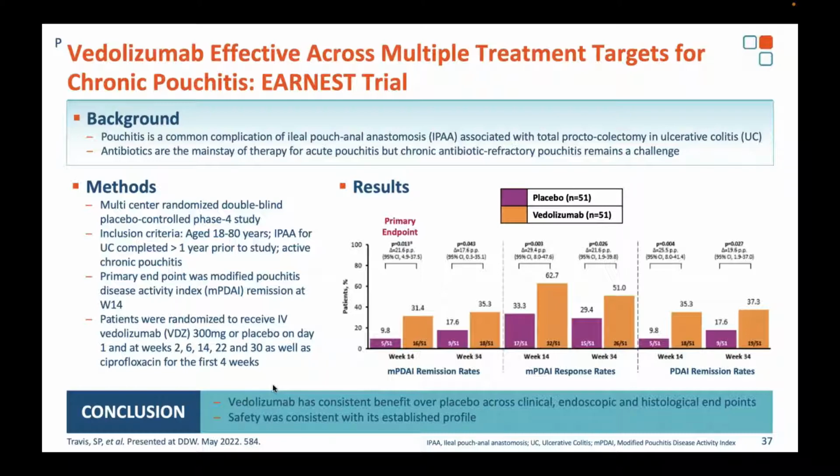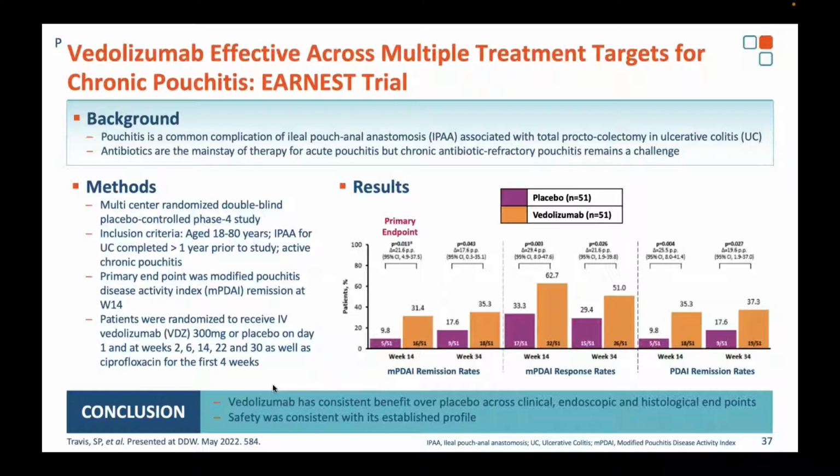You can see that the primary endpoint was week 14, and it was using a modified pouch disease activity index. There were also secondary endpoints of the same at week 34, plus response rates and a standard pouch disease activity index remission rate. The long and short of it is, vedolizumab is better than placebo across all of these endpoints.